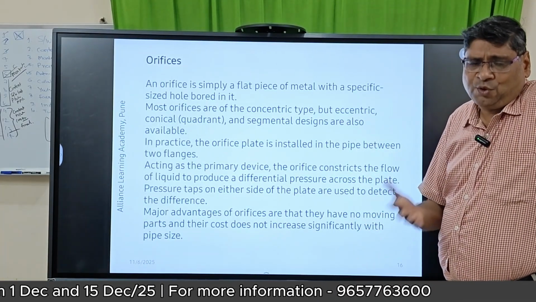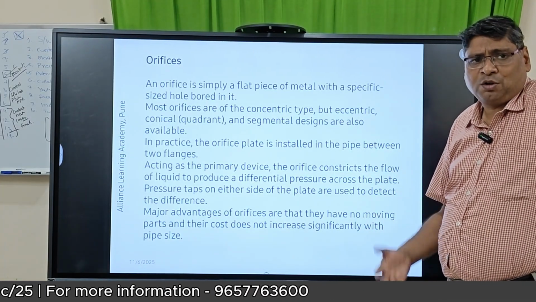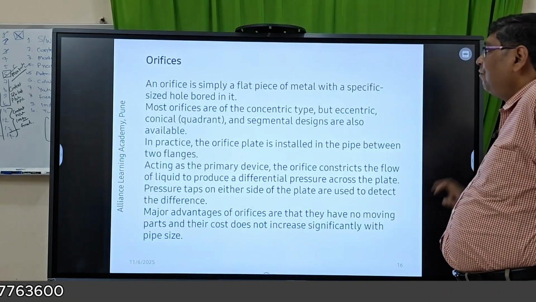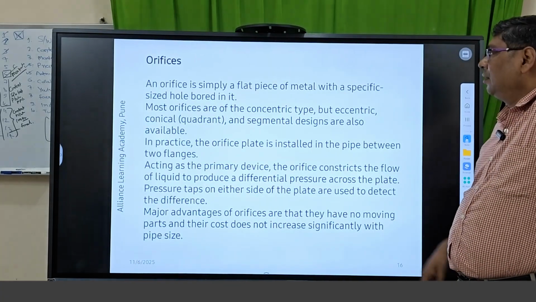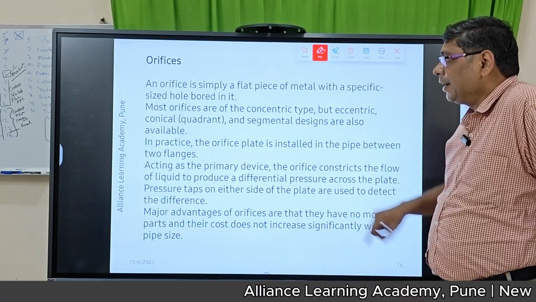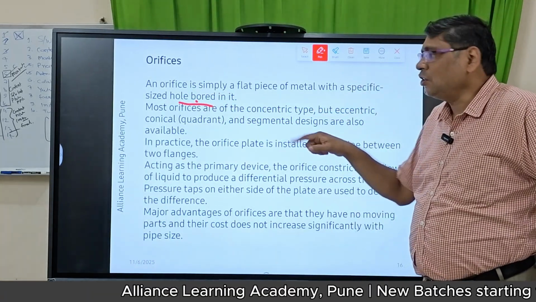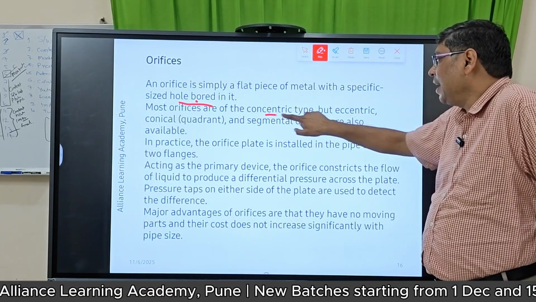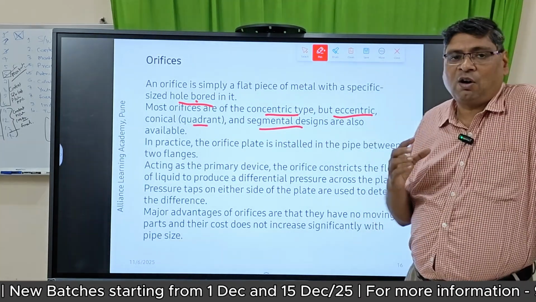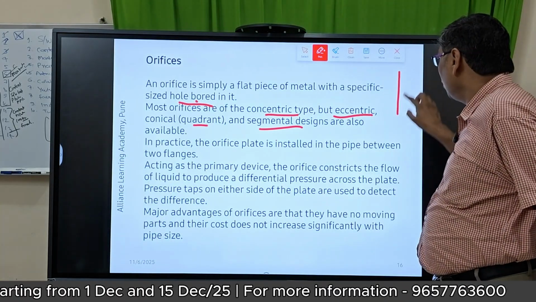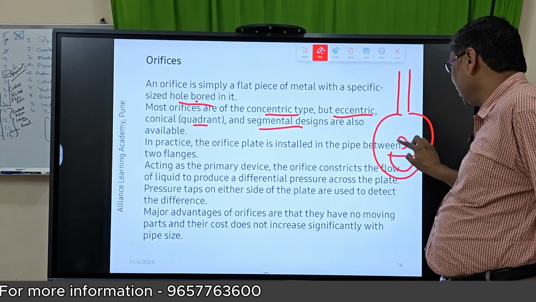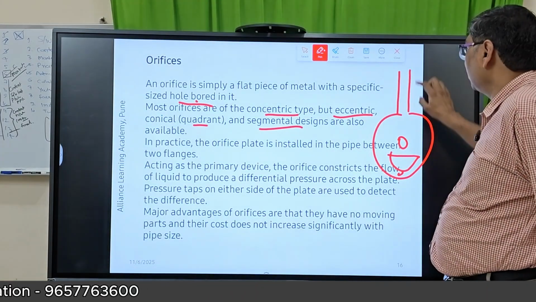Now this is theory which you can study in different books also, but here are a few small things I want to tell you. An orifice is simply a flat piece of metal with a specific size hole bored in it, which we have seen. Okay, most orifices are concentric type, but eccentric, conical and segmental designs are also available, which I already showed you like this. Here concentric or eccentric also. This is the meaning of this.